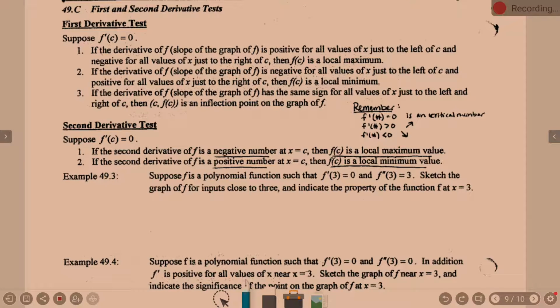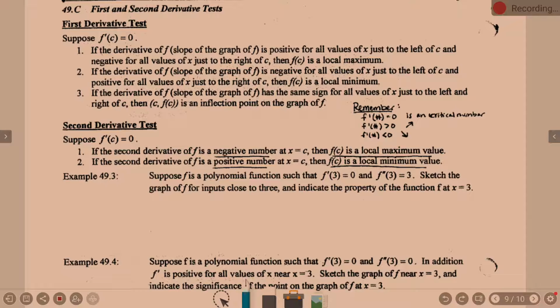Okay, so next page, we've got to talk about first derivative and second derivative tests. I would kind of like to believe, if I'm thinking right here, you guys are already familiar with the first derivative test. We haven't called it that, but I think the concept is there for you.